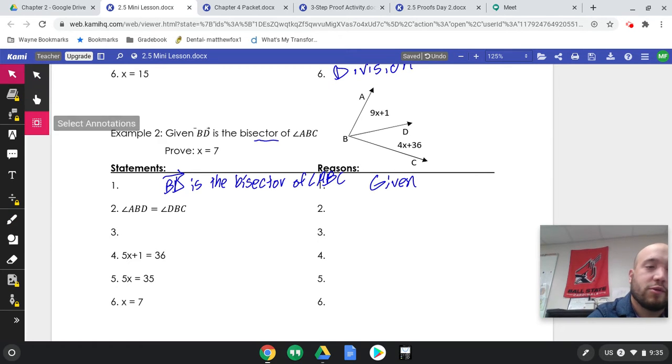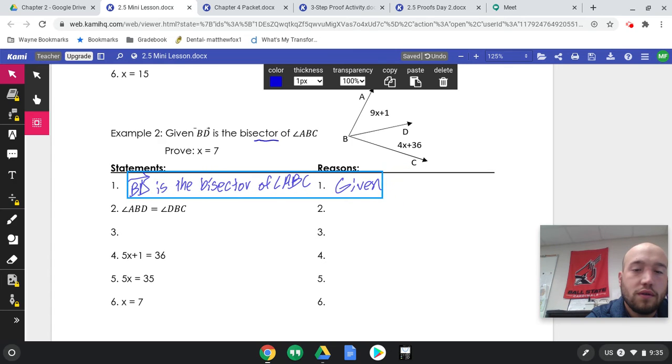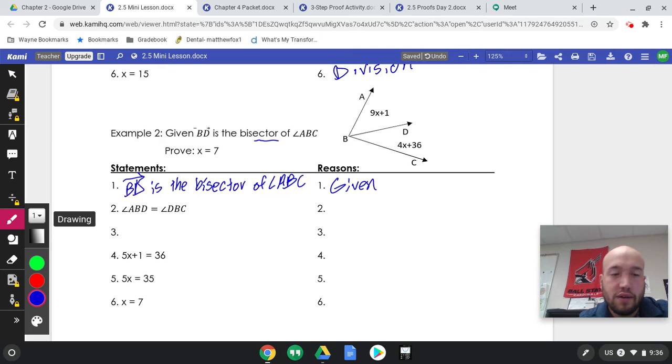So let's see if I'm smart enough to drag this over. There we go. All right. So now, bisector is a keyword. If it's the bisector, you know bi is the prefix for 2. Sector, think sections, so 2 sections. And these sections are equal or congruent. So ABD here is equal to DBC, and our reason, our definition of a bisector.